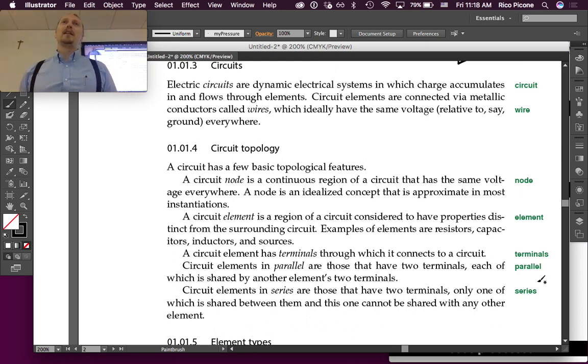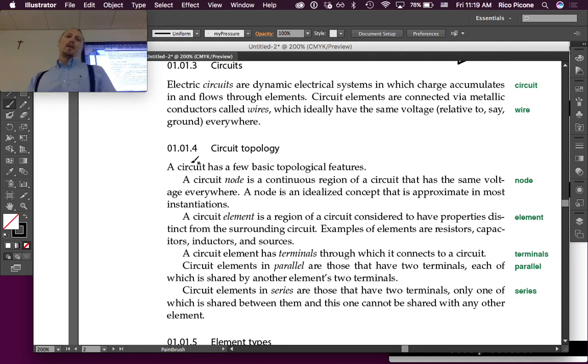Circuit topology: I did rearrange a little bit on this too. A circuit has a few basic topological features. A node is a continuous region of a circuit that has the same voltage everywhere. So a wire is often a node. In most circuits, we assume the wire is all at the same potential, so wires are nodes. Also, resistors have those little terminals sticking out of them, little bits of wire, and everything along there is part of the same node as well.